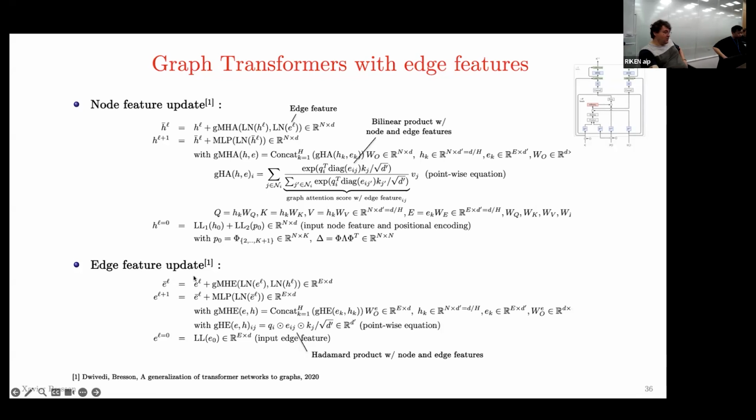So we added the edge representation. There are of course 1,000 ways to add the edge representation inside your network. Here, what you see is a bilinear product, right? This is the Q vector times a matrix, which is a diagonal matrix with the edge feature, and then the vector key. Okay. Why do we do that?